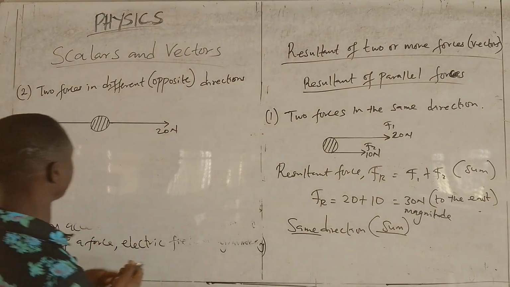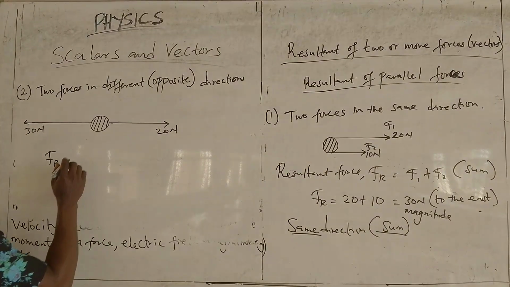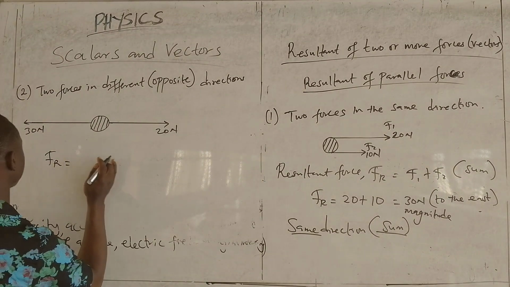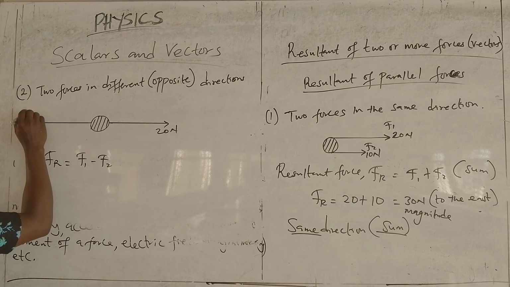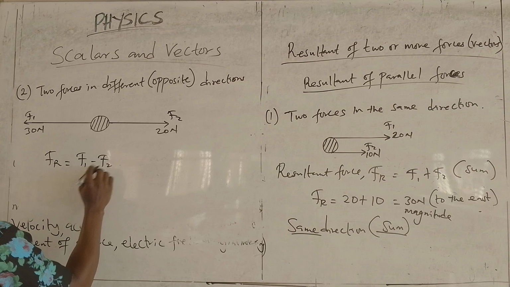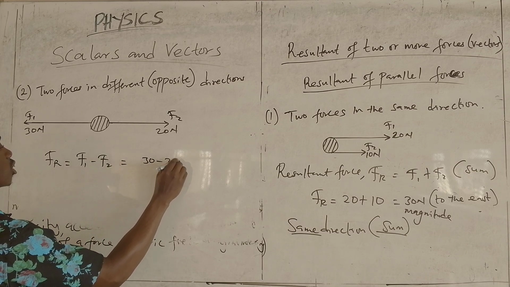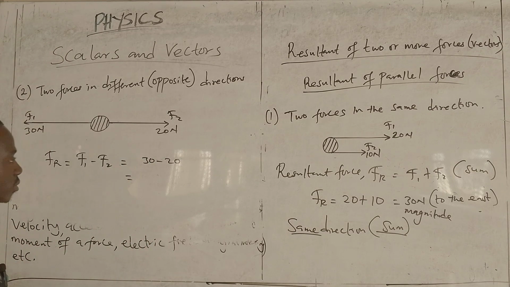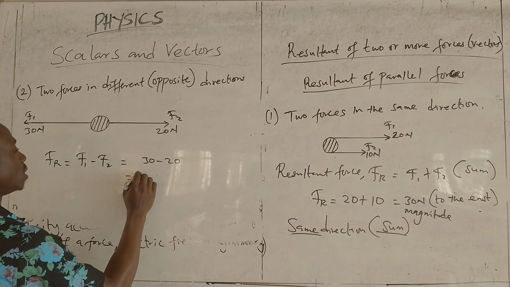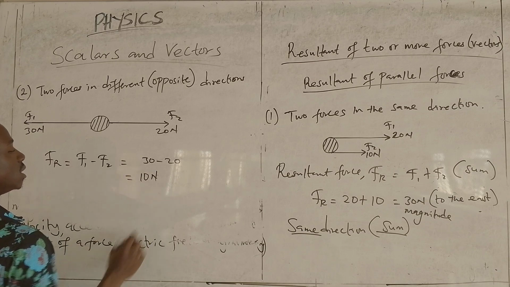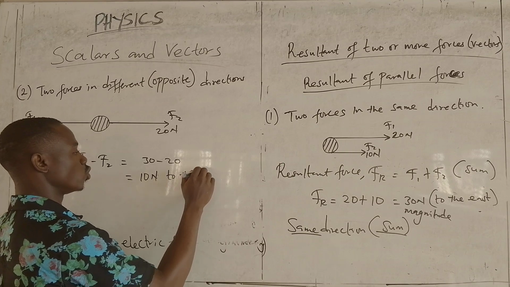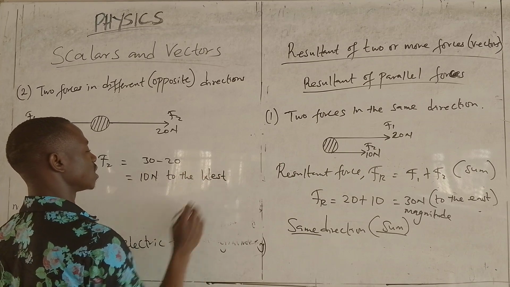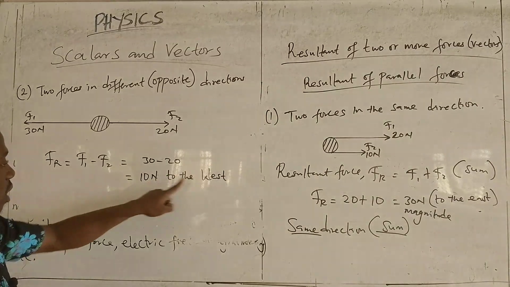So we are going to find the difference, meaning we subtract. In mathematics, difference means subtract. So this is going to be F1 minus F2, if I call this one F1 and this F2. So that is going to be 30 minus 20. So please make sure you remove the smaller one from the bigger one. So this is going to be 10 Newton. And this 10 Newton is to the west. That's to the left hand side. So this is the magnitude and this the direction.